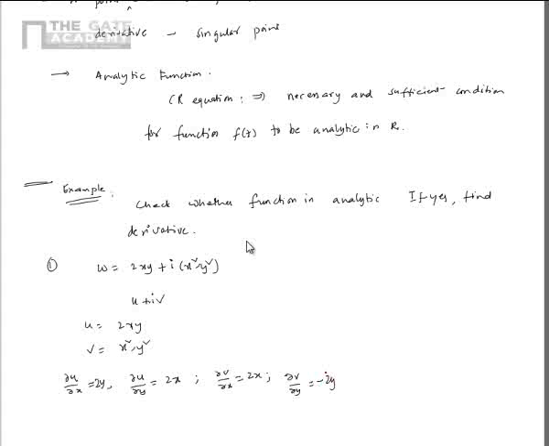So you can say that these are continuous functions in x and y, so condition 1 is satisfied. Condition 2: dou u by dou x has to be equal to dou v by dou y. Let's see whether this is satisfied. Dou u by dou x is 2y and dou v by dou y is minus 2y. So these two are not equal, so it's not satisfied.